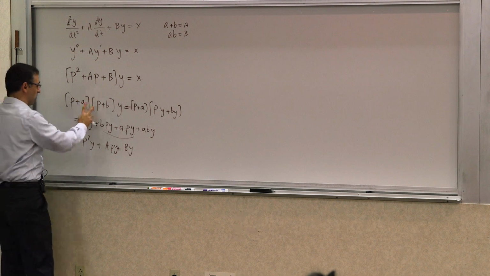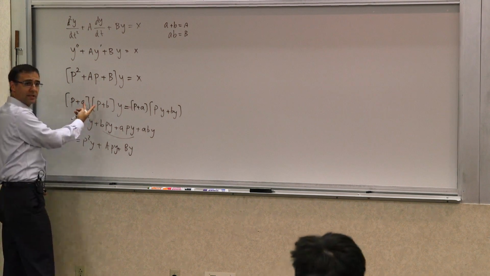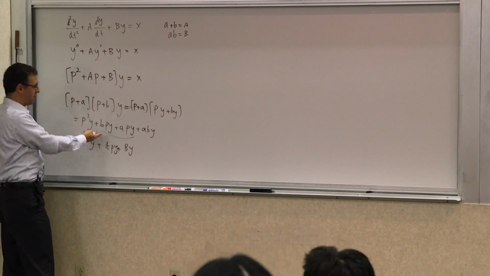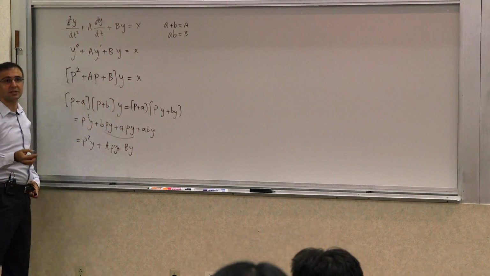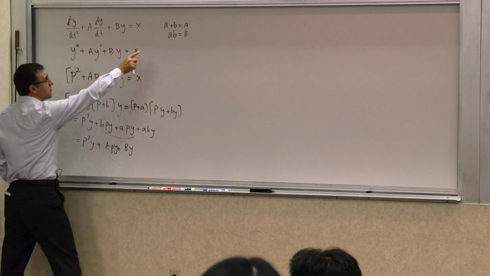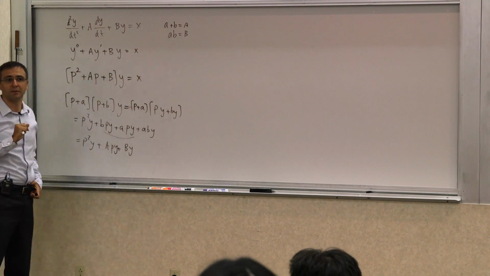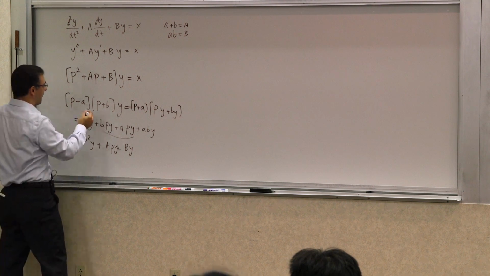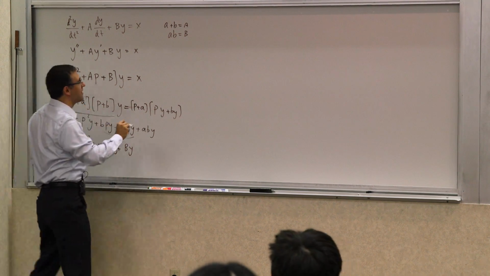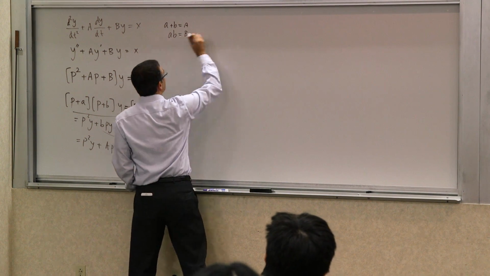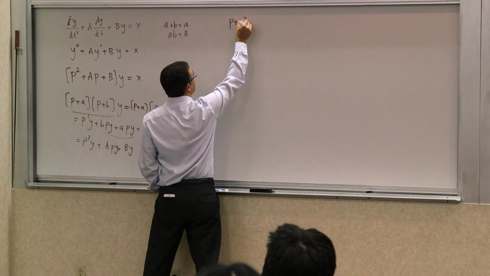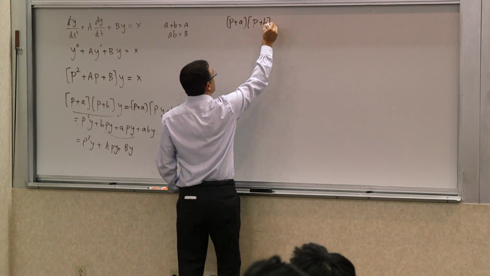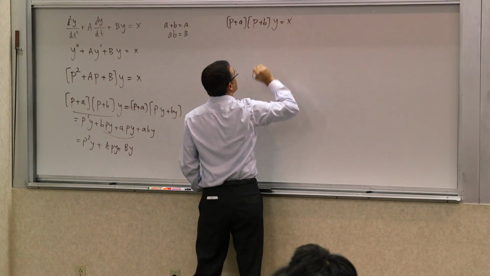And you can change the order of these things, and you will still get the same thing. You could argue that by symmetry, because I just need to change the name of these things, and you will get the same thing, because these two expressions are symmetrical with respect to a and b. You can verify it yourself, right? So this is the useful part. If I write it this way, I can write this differential equation in this form: p plus a operating on p plus b, y equals x.